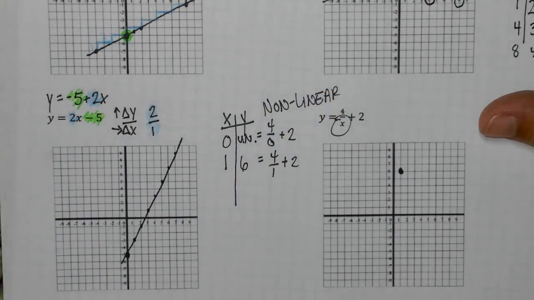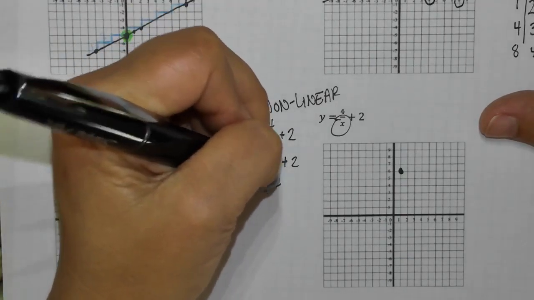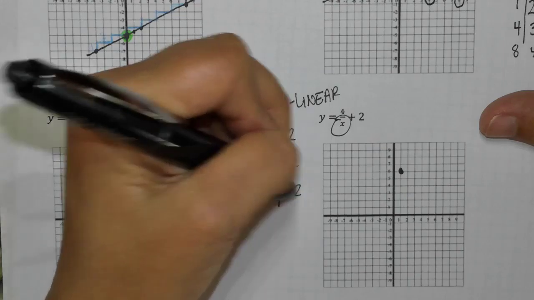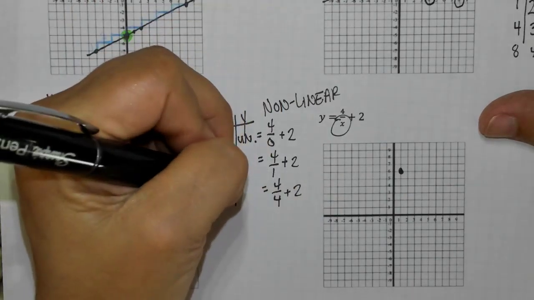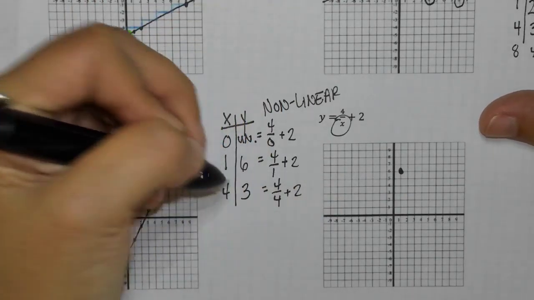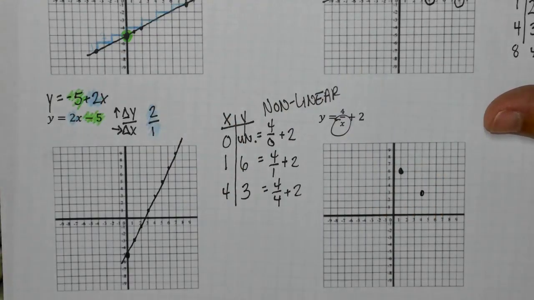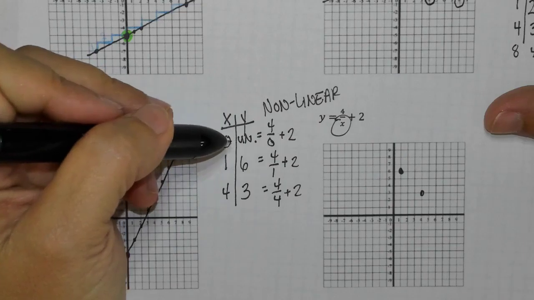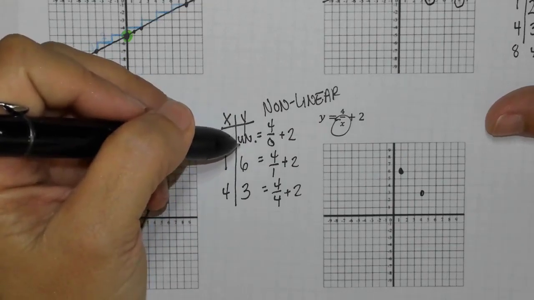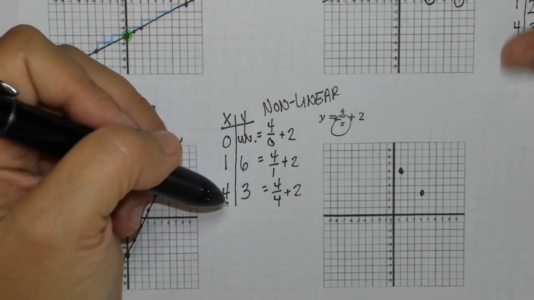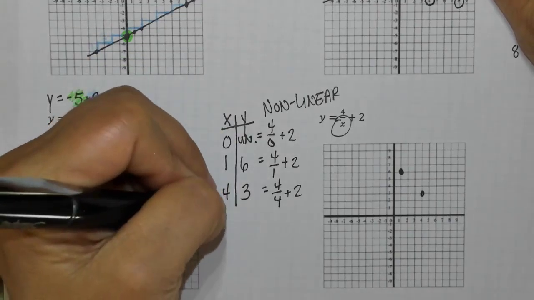There's that point. I'm going to try the number 4, because remember, you can just pick any number. 4 over 4 plus 2. Well, 4 over 4 is 1, plus 2 is 3. So there's that coordinate point, 4, 3, over 4 and up 3. Right now we have 2 points. Well, we actually have 3, and it's already undefined. We know it's nonlinear because of that, but I'm going to show us on the graph how it ends up not being straight. I'm going to now pick the number 8.